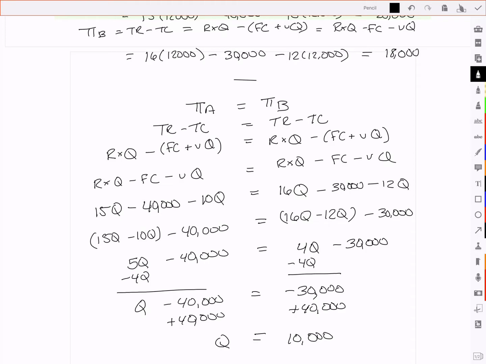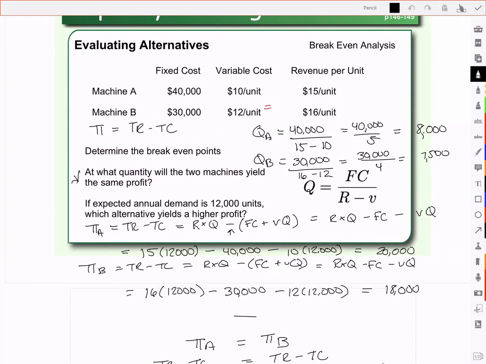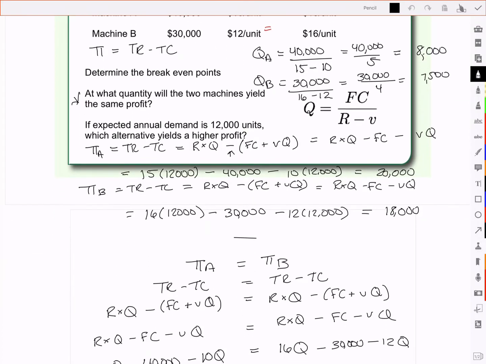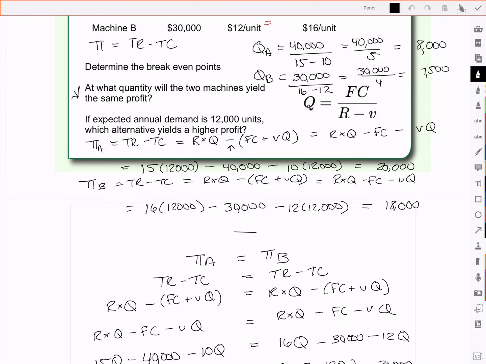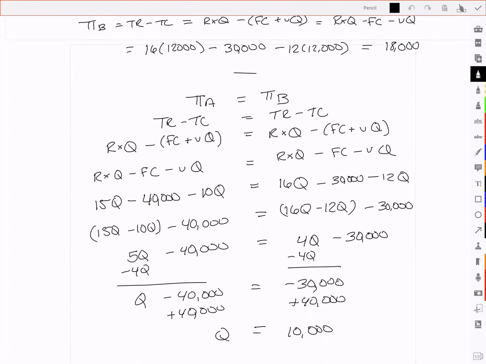Now let's take a look at this inside Excel so we can actually see at what forecasted demand levels which machines or which production methods are better. So we've already found that between 7,500 and 8,000, we'd rather go with B. We found that at 12,000 units, we would rather go with A. And we found that at 10,000, it doesn't matter which machine we go with because we're getting the same level of profit. So let's look at that in Excel.